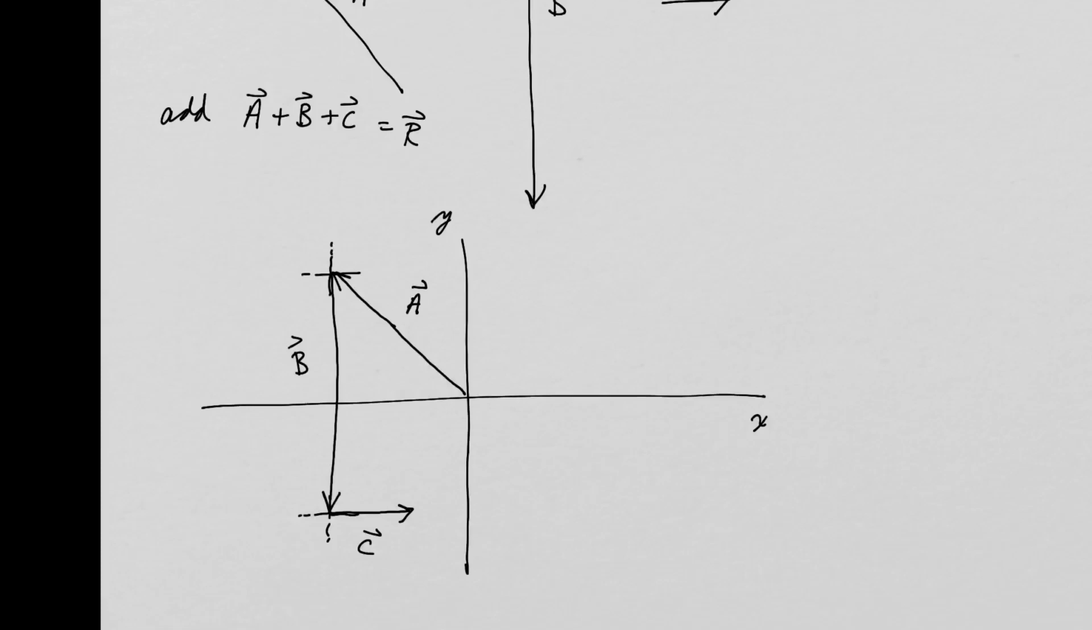Well, it goes from the tail of A, so from the origin, to the tip of the last one, the tip of C. That vector would be my A plus B plus C. That's my resultant. And then, of course, you could measure the length of R, and if you wanted to measure the angle from the positive x-axis, that would be this angle, right? So the resultant vector has a magnitude and a direction.